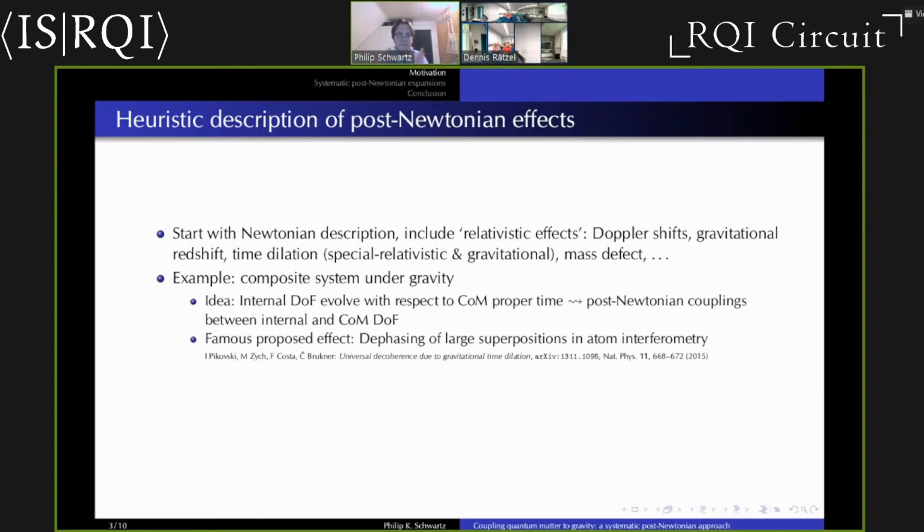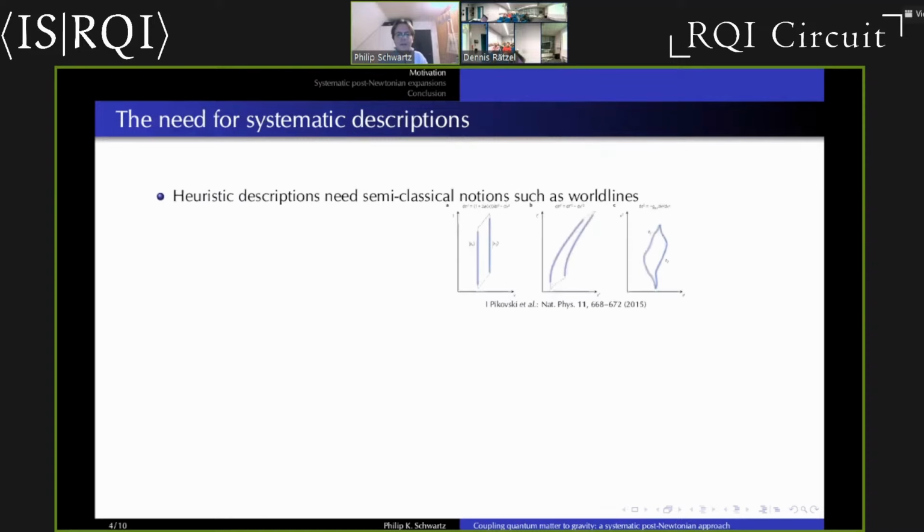And let's say it's not really decoherence, because the visibility will decrease and then again increase. But we have this dephasing effect due to these post-Newtonian couplings, due to the internal degrees of freedom evolving with respect to proper time. And similarly, one can also measure special relativistic time dilation by atom interferometry. Whatever, I don't want to go into too much detail here.